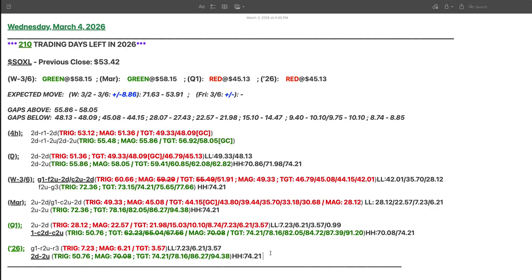But that's what we have for the triggers and targets for everything from a scalping perspective all the way up through the 1-year chart. Try to jam in as much information as possible without taking up too much of your time. So we do hope you enjoyed today's video.